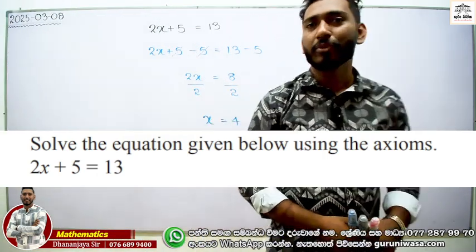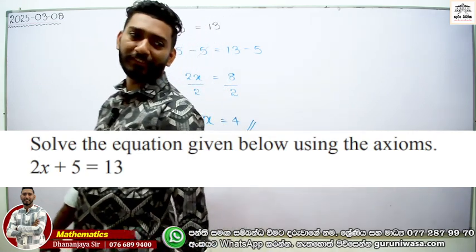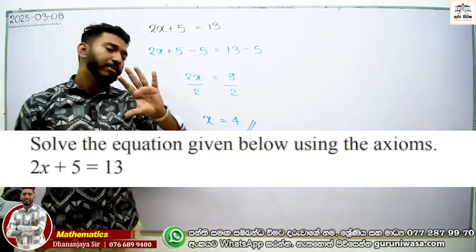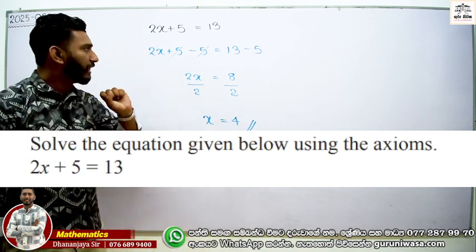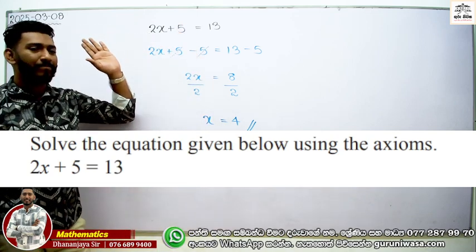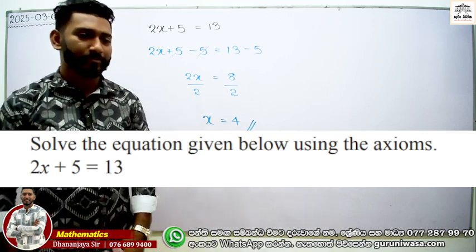And this is the way to solve an equation using the axioms. Now understood? You did this when you were small, but you didn't know the axioms. Now you know these are the rules of the axioms. There are 5 axioms in grade 9. Right. Now understood? Yes, right. Write the example. Hurry up.